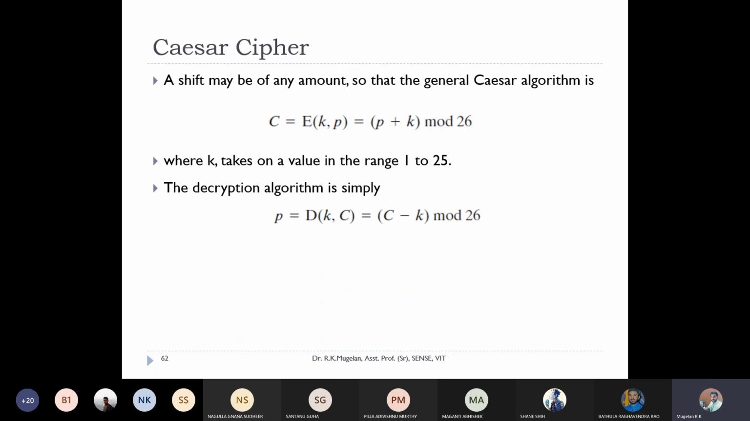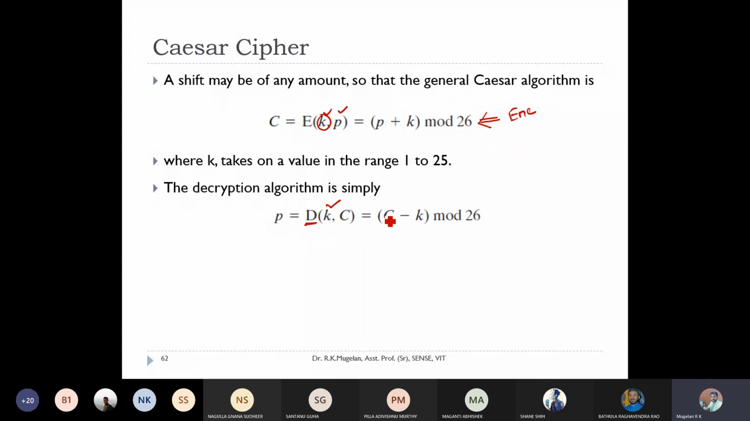Right. So now people started to make this Caesar cipher a general or generic expression. That is, instead of fixing the value of key K to be 3, they want to generalize the expression like this. Let's say K comma P, where K will be the number of positions you're going to shift. So P plus K modulo 26 will be the general expression for Caesar cipher encryption. And for decryption, we will be using a decryption algorithm D.